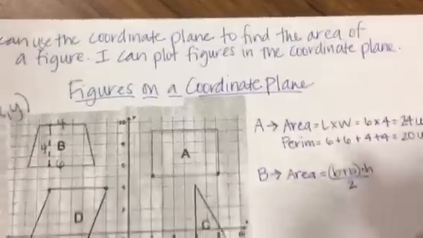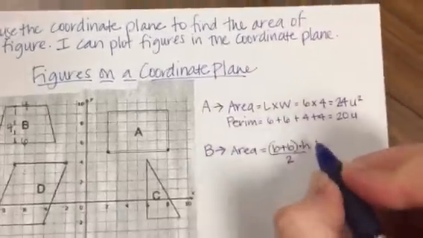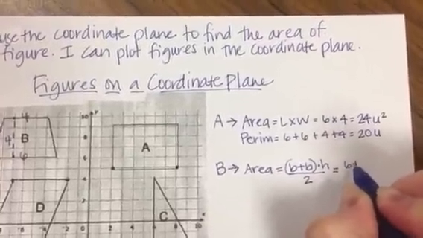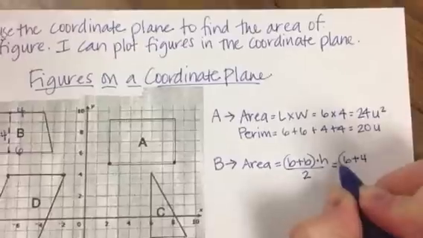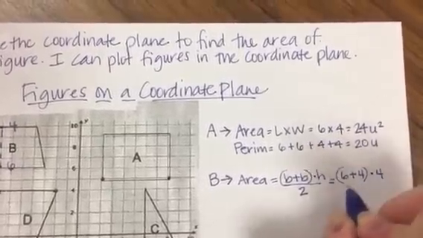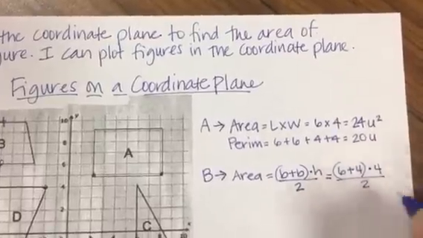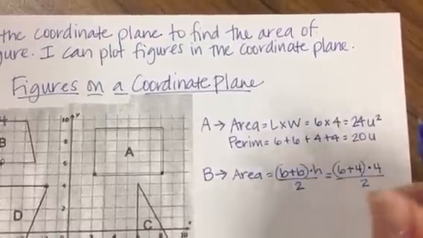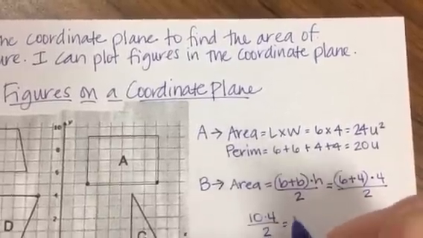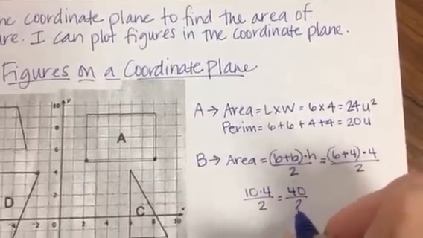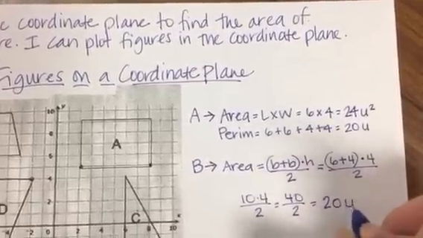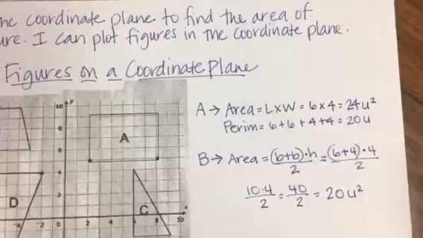So if we use those numbers and plug them into our formula, base 1 was 6. We're going to add that to base 2, which is 4. Then we're going to multiply that by the height, which was 4, and then we'll divide it all by 2. So 6 plus 4 is 10, and 10 times 4 is 40, and 40 divided by 2 gives me a total area of 20 square units.